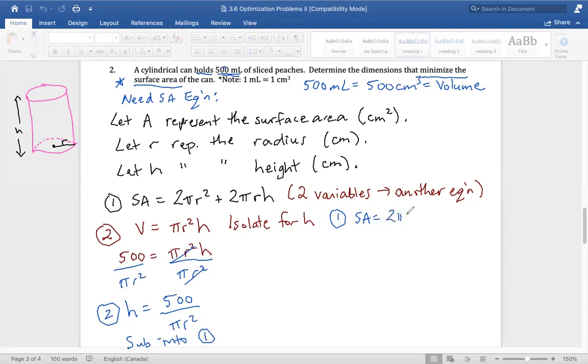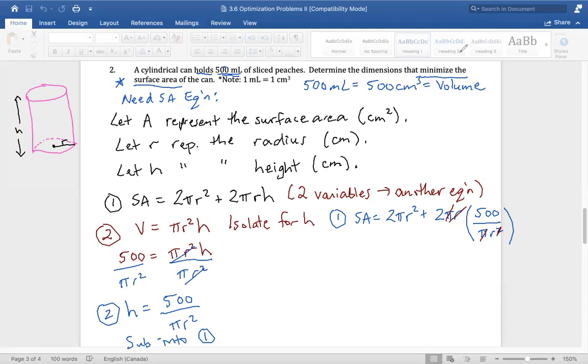So the 2 pi r squared stays 2 pi r squared, but then I have 2 pi r, and finally I have h as a fraction. So that's going to be my 500 over pi r squared. So then here, if I notice, I want to clean things up when I can. I've got a common pi as a numerator and denominator, so that's gone. I have 1 r on top and 2 on the bottom, so I can get rid of the squared.